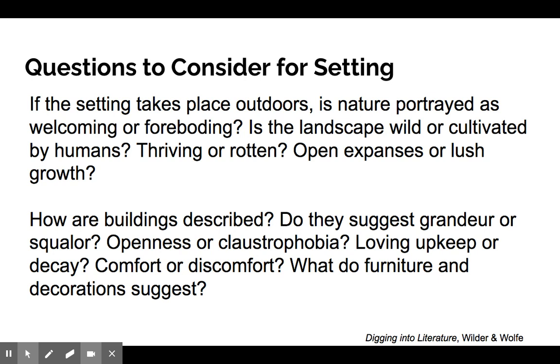And if we're dealing with human environments where we're looking at things like buildings and perhaps cityscapes or suburban buildings, how are they described? Are we having buildings that are described as cruel sentinels looking out on the world, or are we talking about buildings that are just simply passive and just there? Are they suggesting a rich atmosphere? Or are they suggesting perhaps one that is poor, that's squalid, for instance? Are things messy? Are they neat, right? What kind of furniture is in a room? What kind of decorations are in a room? All these can have a massive importance to how we actually are analyzing and understanding a story at the end of the day.